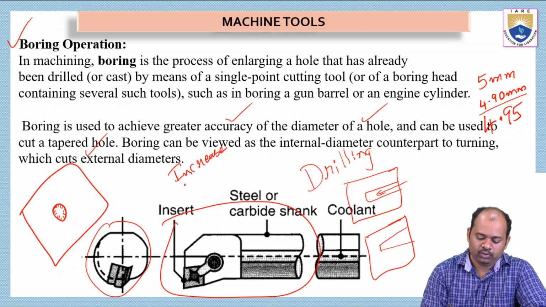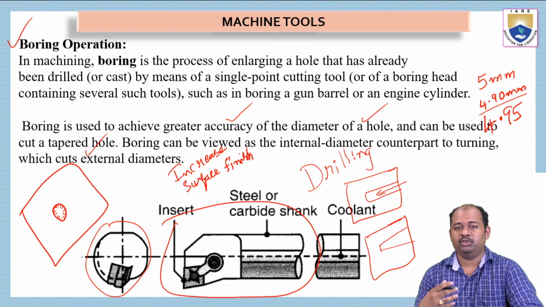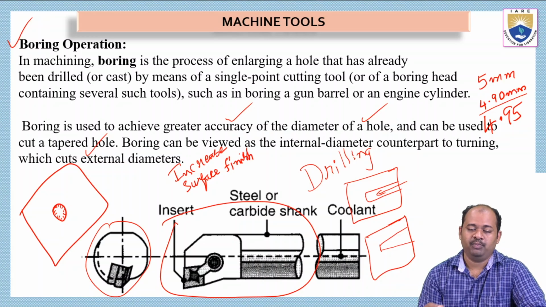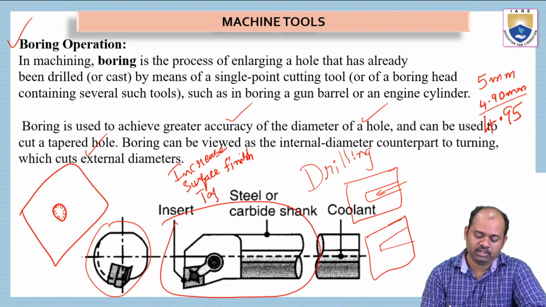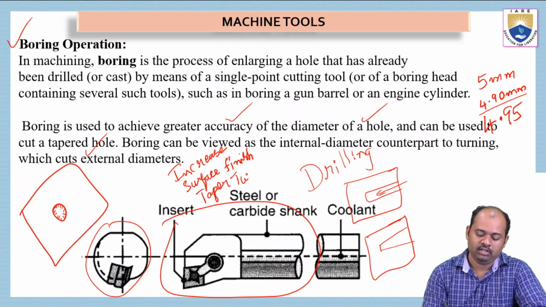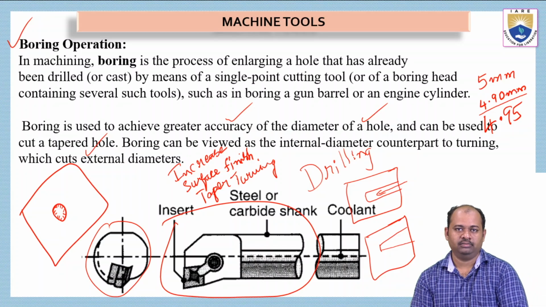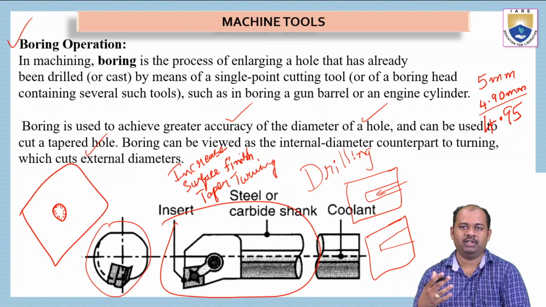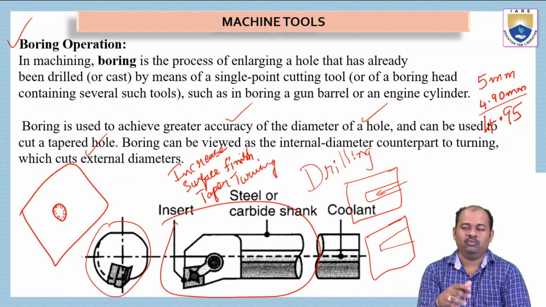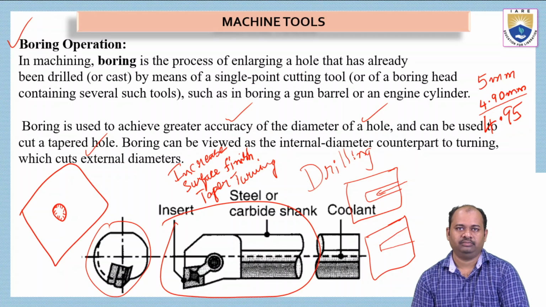So this boring operation can be done mainly to increase the diameter of the hole, to improve the surface finish, and then it can be used to do some special operations like taper turning. Taper turning operations can be done. So these are some of the operations that can be performed. These are the applications of boring operation. Boring operation itself is an operation, but it has multiple applications. Depending on the type, we can use it in multiple ways.